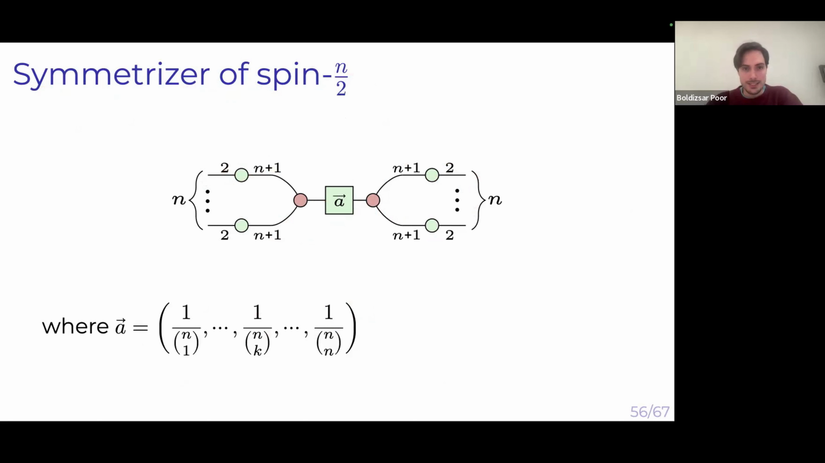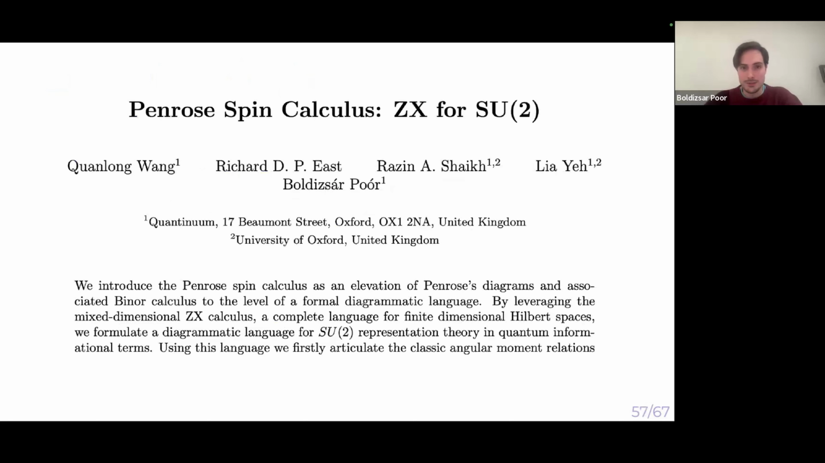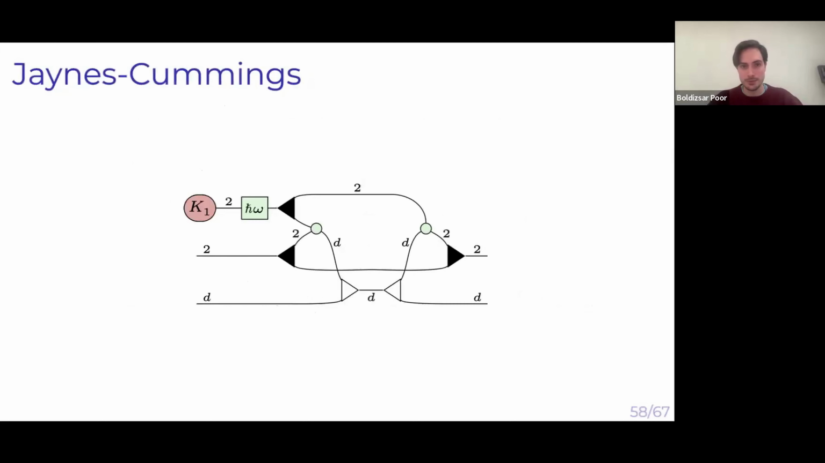And then we did go quite a lot more into this. In fact, we have been working quite hard on this new paper, the Penrose spin calculus, ZX for SU2. And do come to QPL, where we will hopefully give a presentation about this. And stay tuned for the paper when it comes out. So spin networks, very, very promising. Mixed dimensional ZXW calculus seems quite useful for this.